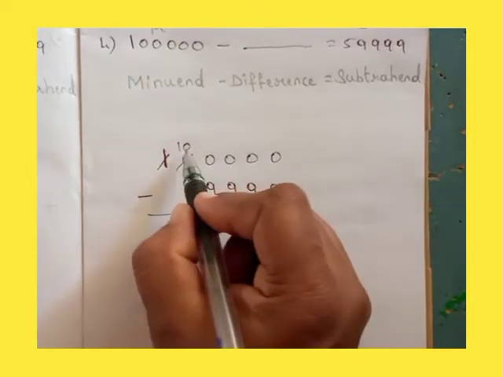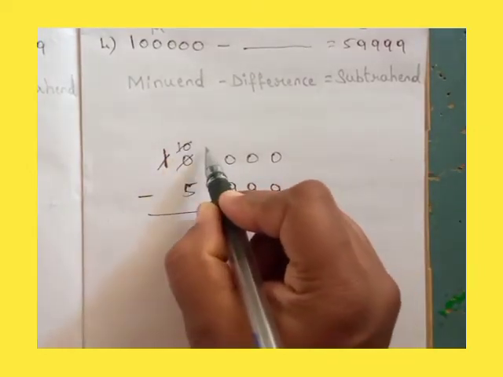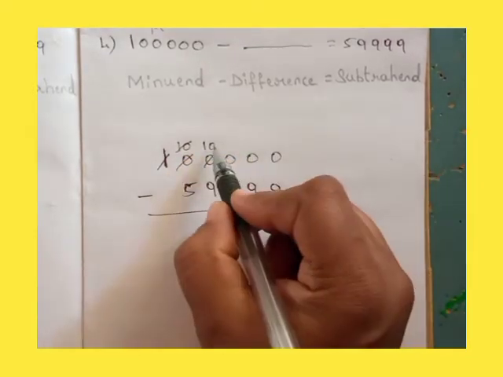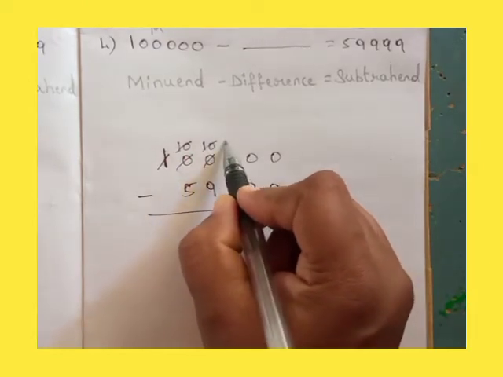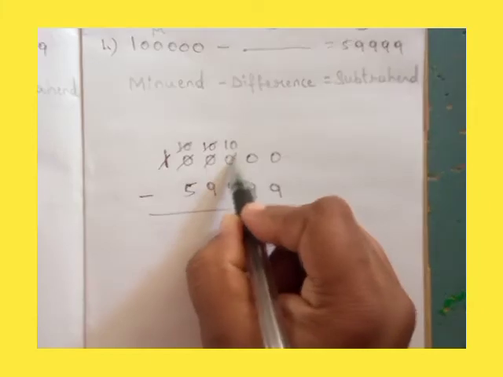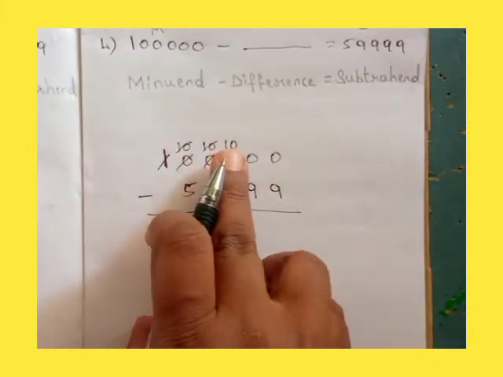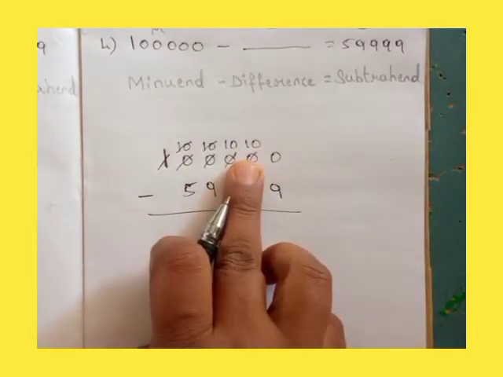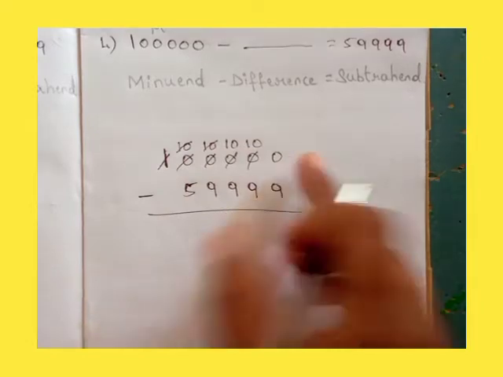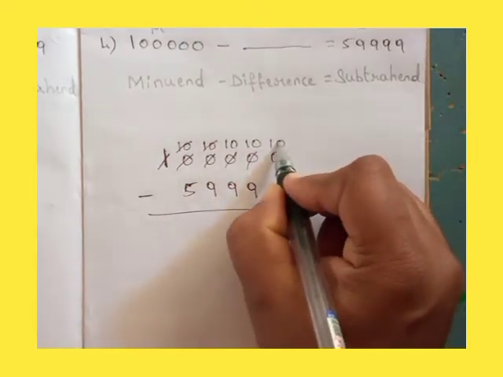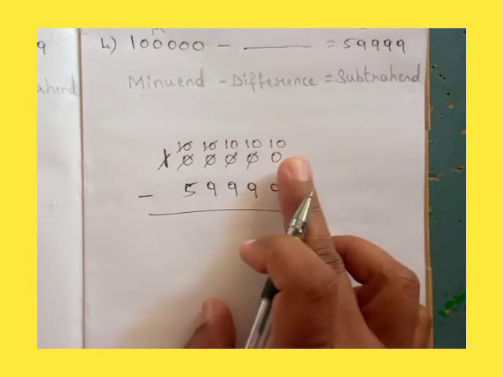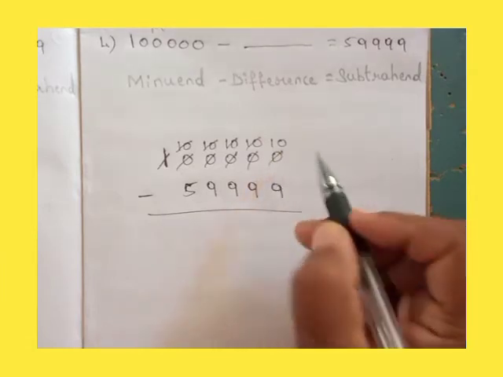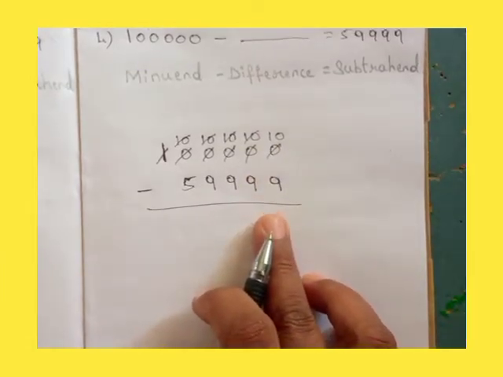From this 10, you need to borrow 1 and write here, so this will become 10. Here you should borrow 1 and take here, so this will become 10. Next, from here you should borrow 1, so this also will become 10. From here you should borrow 1. So how much will this become? 10.